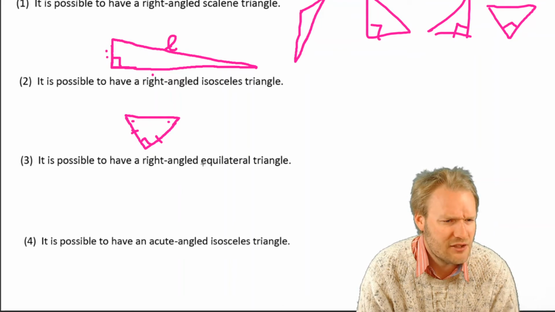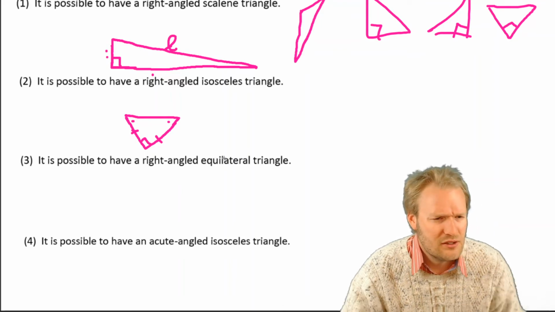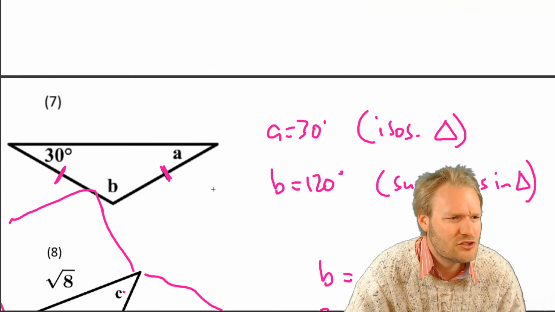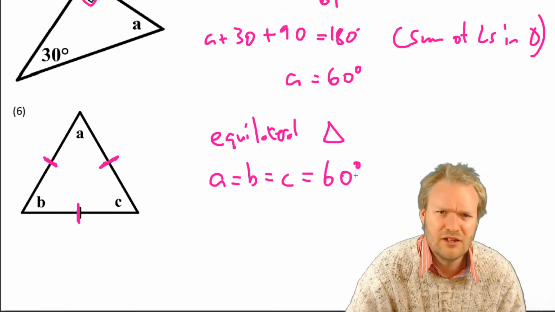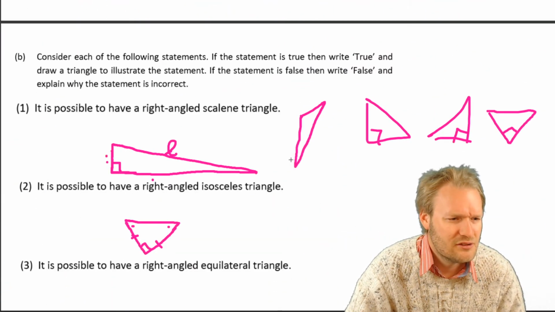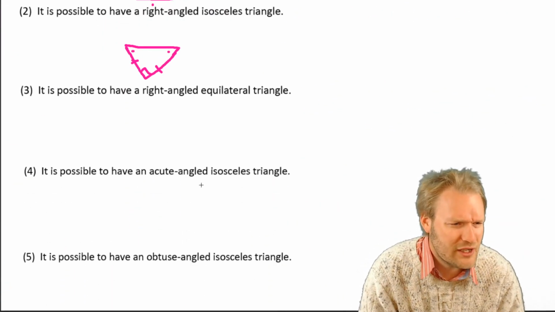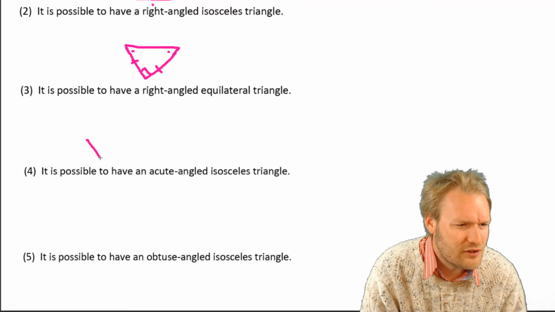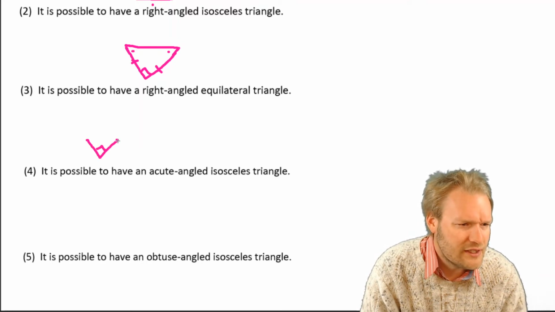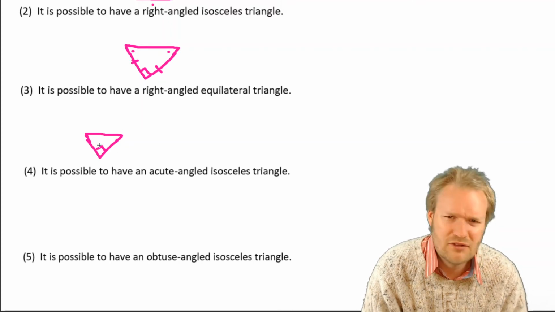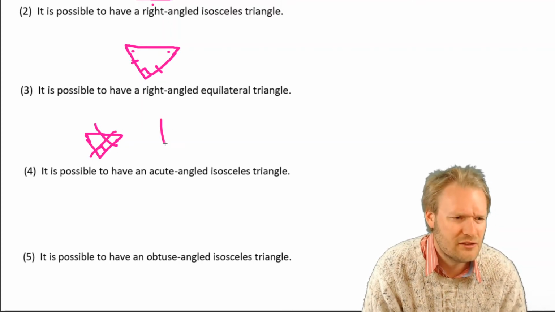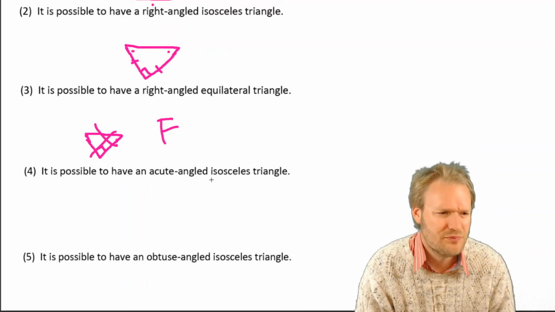Possible to have a right-angled equilateral triangle. Hang on a second. When we did the equilateral triangle, we said that all angles were the same and all 60. None of those are 90. So that doesn't seem quite possible. If we try to draw it, let's have a right angle, and then these side lengths must be the same. So it looks like, hey, maybe those are the same, but then that would be 30. No. So this one seems like it's not possible.